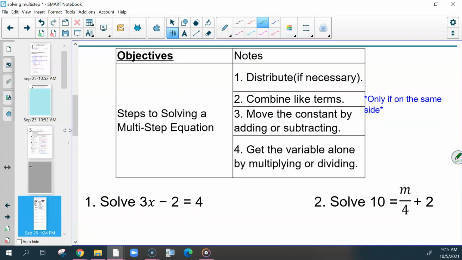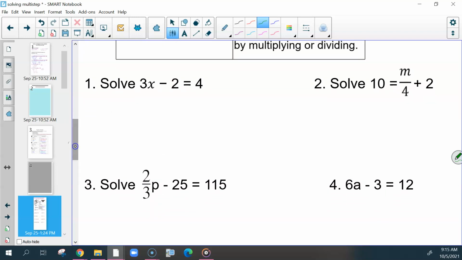So these are really if you get stuck. If you're not sure, how would I start this? You can refer back here. Distribute, if it has parentheses, sometimes that won't always be the case. Sometimes there's ways around that. Combine like terms on the same side if you have multiple. Move the constant by adding or subtracting, kind of like what we were doing before, and get the variable by itself, by multiplying or dividing. So we're going to go through a few of these together, and then I'm going to let you test them on your own.